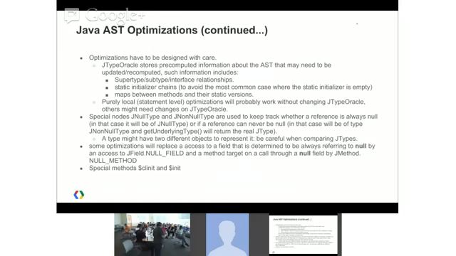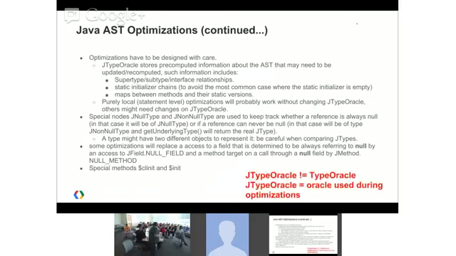Okay. And then the special method to clean it is the class initializer, and init is the instance initializer. So those have to be treated with care, both. Okay, so TypeOracle and JTypeOracle are different things. One is used for generators, the other is used during compilation.